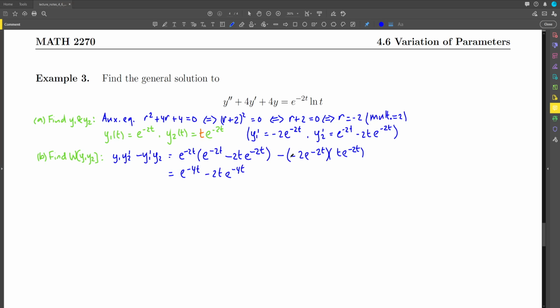And then this becomes a plus. So we get plus 2t e^(-4t). And we see that these two terms cancel, and we're left with e^(-4t). So the conclusion is the Wronskian of y1 and y2 is e^(-4t).